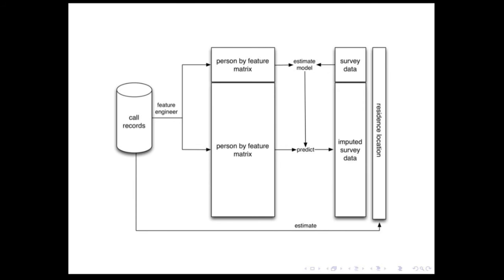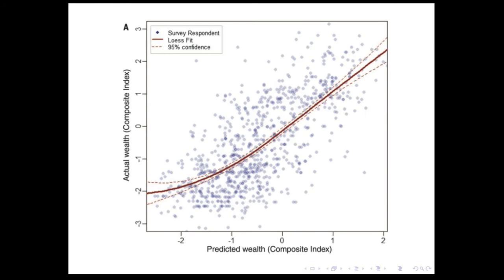So how does this work? How well does it work? There's one question here, which is how well from these features from the phone data can you estimate the survey responses? Here's the actual wealth of the respondent that was collected from the survey, and here's the predicted wealth. This is like a cross-validation kind of thing. So it's not perfect, but it's not terrible.